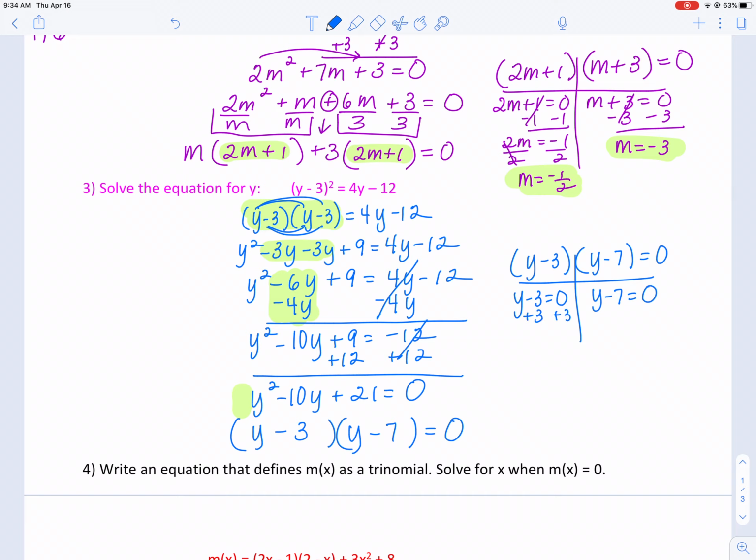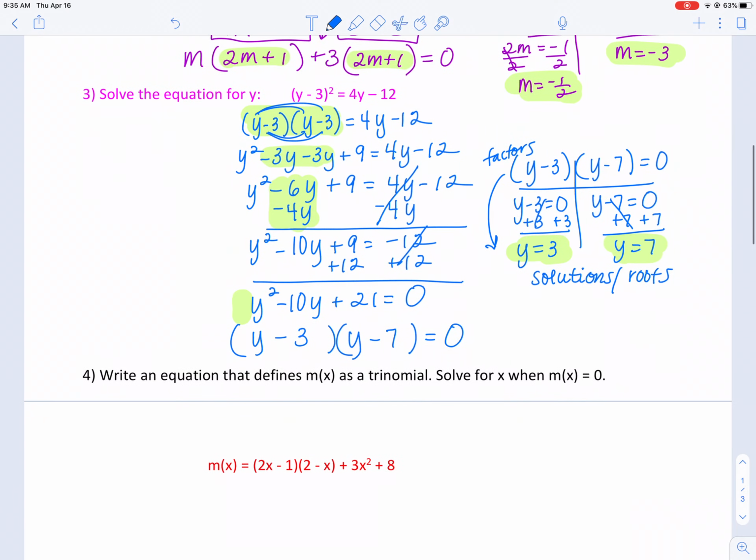Here I would add 3. Here I would add 7. So here y = 3, and here y = 7. So notice, again, from factor, these are the factors. These up here are the factors in parentheses. From the factors to the solutions, these are the solutions. You'll also see the word roots. The signs change. They were both negative in the factors and they become positive. You could also put that in the calculator and check. When you see that in the calculator, you'll see the roots are at 3 and 7.